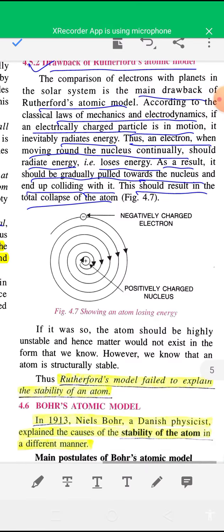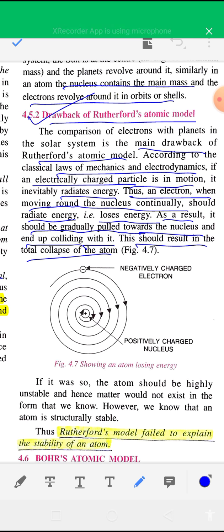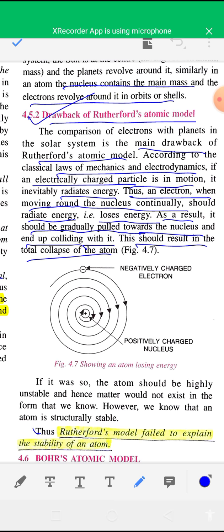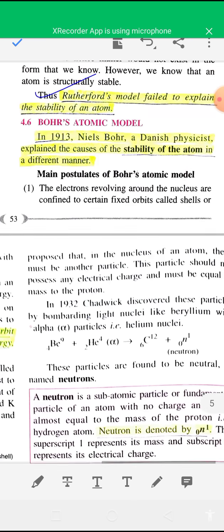So when an electron revolves around the nucleus, it will radiate energy and lose energy, and the diameter of its circular path will continuously decrease, and finally the electron will collapse into the nucleus. So the Rutherford atomic model cannot explain the stability of an atom. This is the main drawback of the Rutherford atomic model.